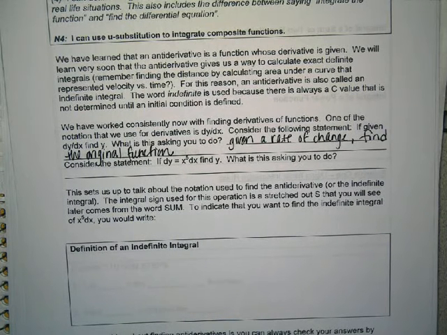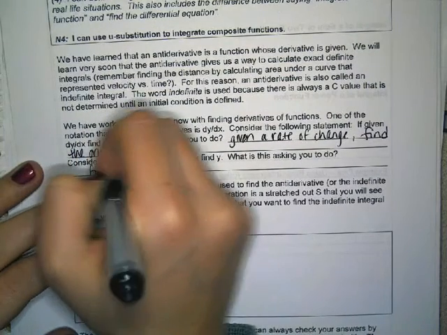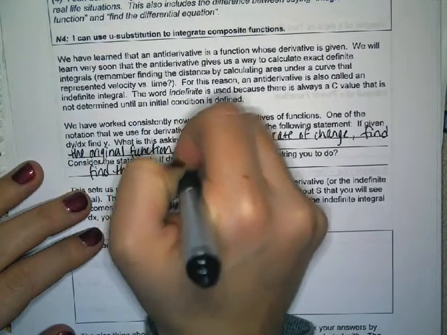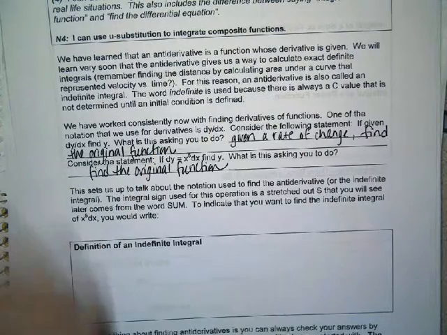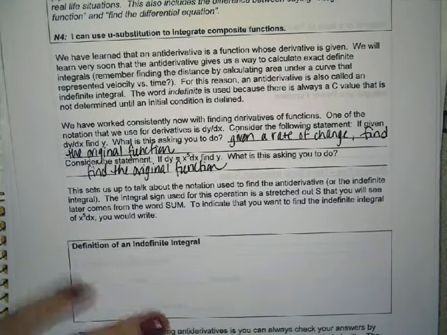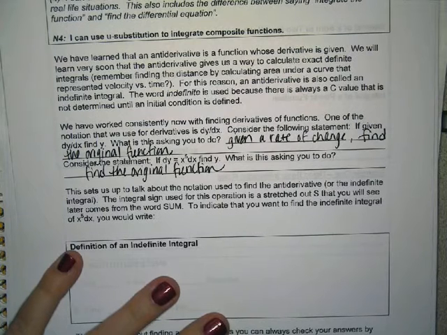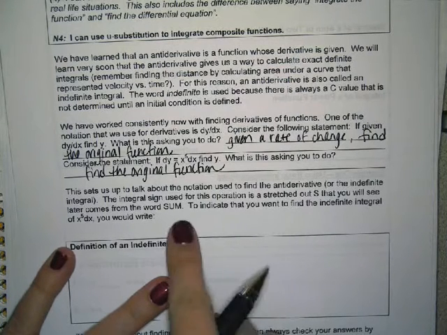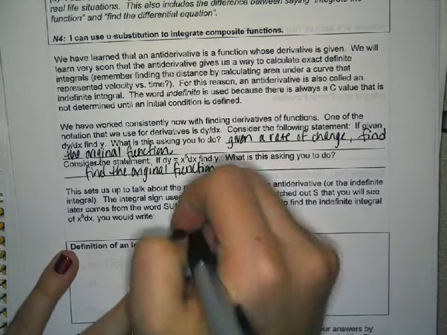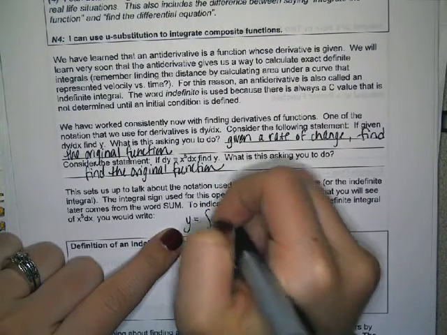Okay. This sets us up to talk about the notation used to find the antiderivative. The integral sign used for this operation is a stretched out S that you'll see later comes from the word sum, or sum up. To indicate that you want to find the indefinite integral of x to the fifth, you would write it like this. Okay, y, or your original function, is going to be the antiderivative of x to the fifth dx. The dx indicates that this is the derivative with respect to x. And so when we find my original y, we can do this because you would add an exponent and divide by it, so it would be 1/6 x to the sixth.